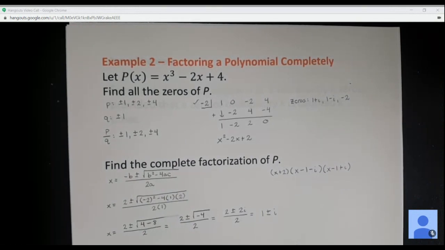Everybody good with that? Any questions on why that is the factored form? All right. Does anybody need more time to get that written down? All right.